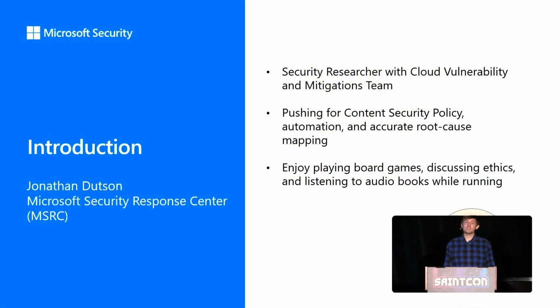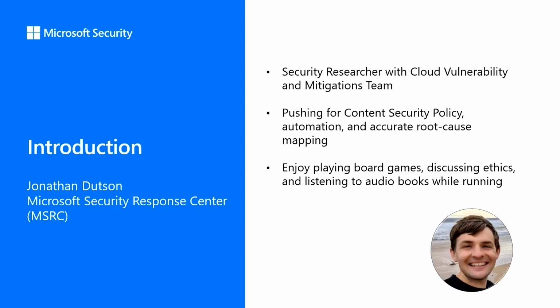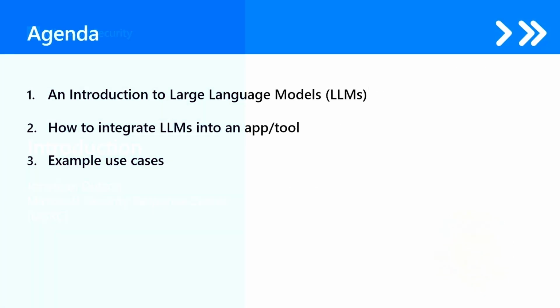As an intro, my name's Jonathan Dutson. I'm a security researcher at the Microsoft Security Response Center, MSRC. Specifically, I'm with the Cloud Vulnerability and Mitigations team. We look at a lot of the bug bounty programs. If you're submitting a cloud vulnerability, my team's the one that looks at that and assesses it. Particularly on my team, I'm pushing for a content security policy, trying to stop XSS, pushing for automation, and doing some root cause mapping things.